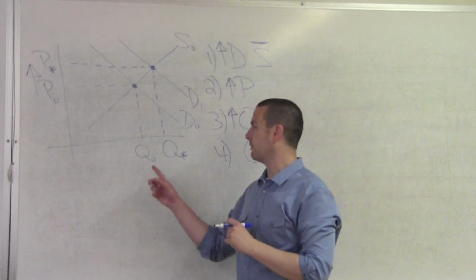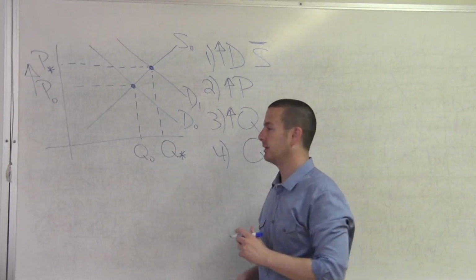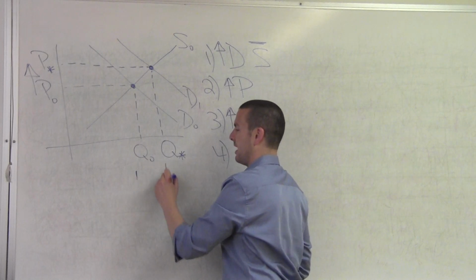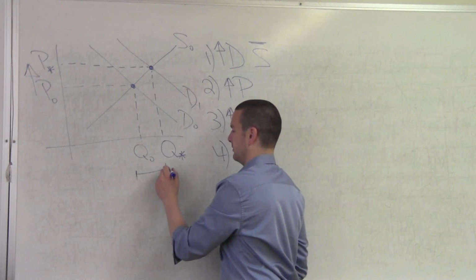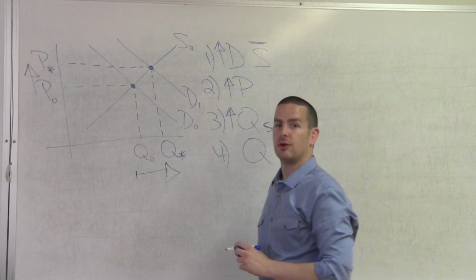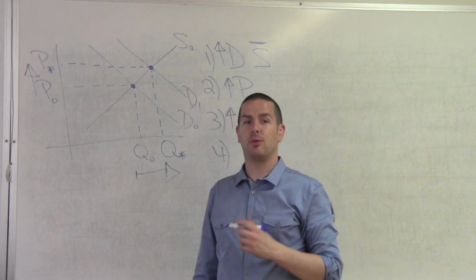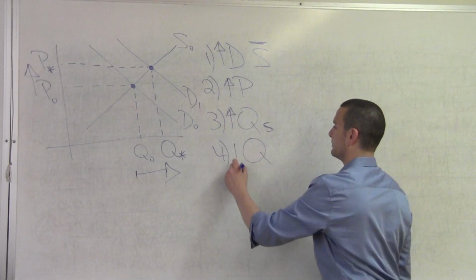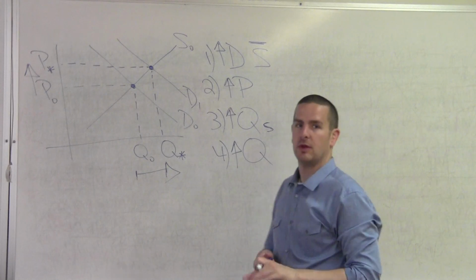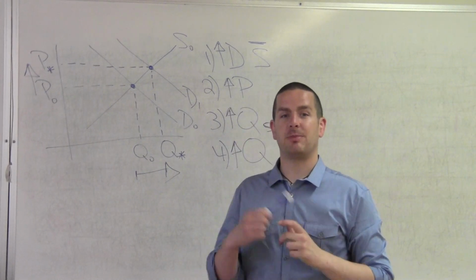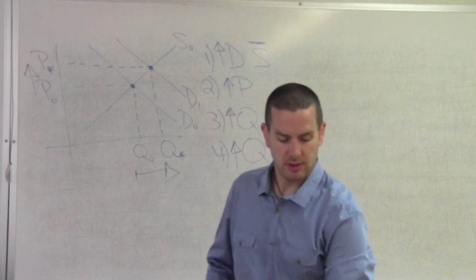Finally, what happened to the overall quantity of economic output? We were here, now we're here. So the overall quantity of economic output went up as well. This is, in fact, what we typically see at Christmas time, right?